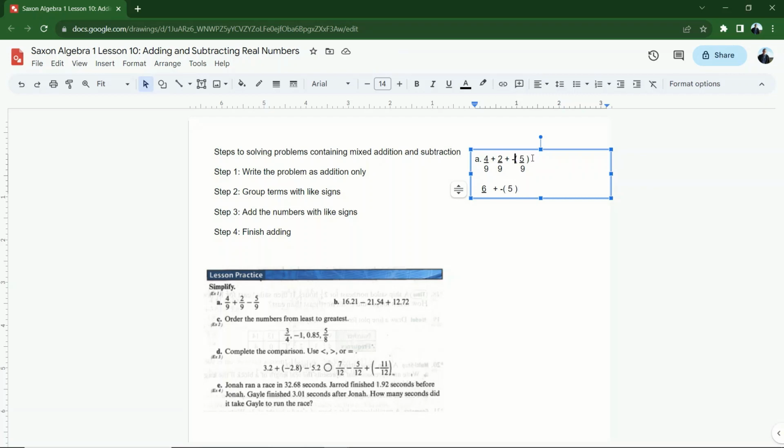So let's see here. I should probably have put this minus inside the parentheses here. I'm going to do the same thing down here. That makes more sense as far as the syntax of this problem goes.